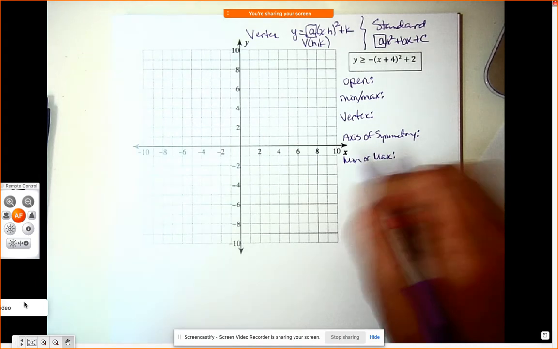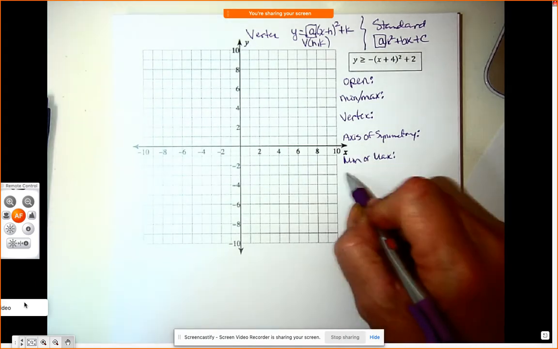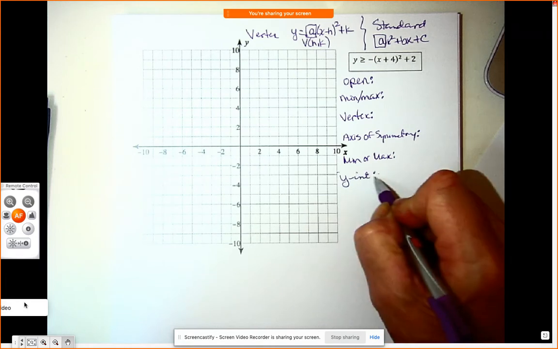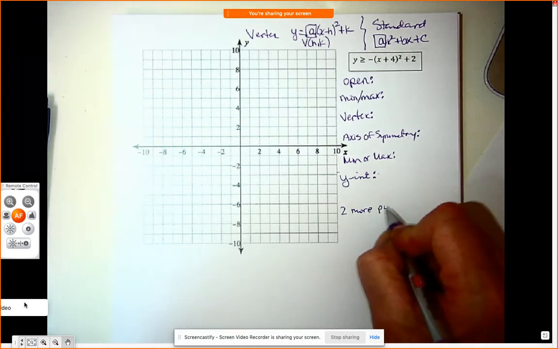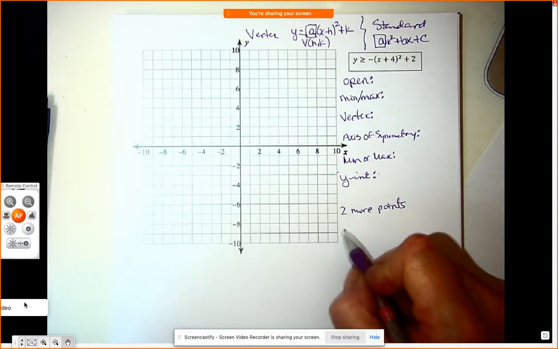All right, so axis of symmetry, minimum or maximum. And then the next thing I want to know is the y-intercept. And then I want 2 more points. And then you're going to graph and shade.